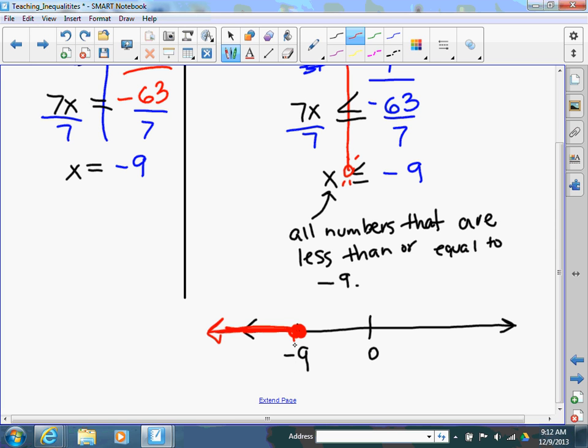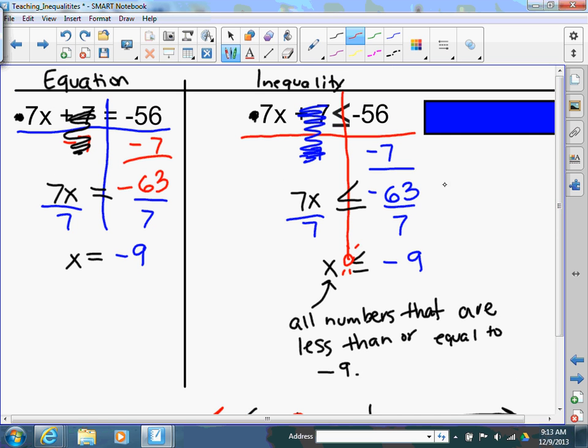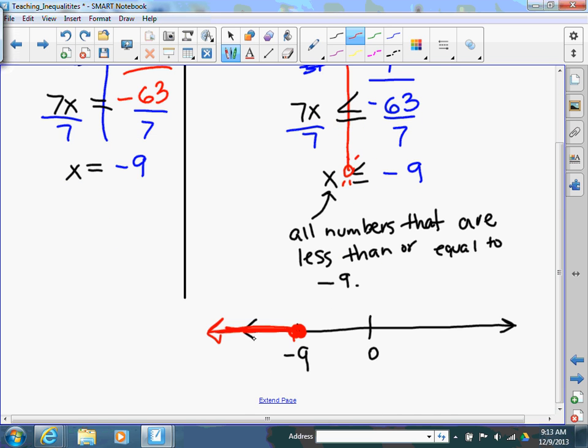That means the answers could be, now I'm going to get you to give me the answers. The answers could be negative 10, negative 11, negative 12, and on through negative 24, and keep going. All of these could be possible answers that we could plug in place of x and it would work. Everything you shade could be a possible answer, including negative 9. That's why it's closed. That means negative 9 could also be an answer.